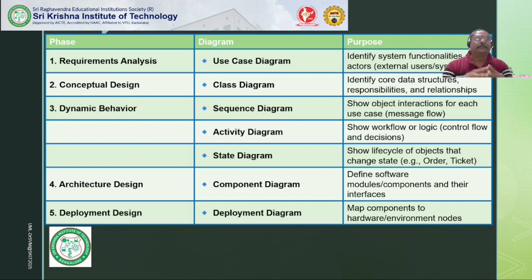Once this whole thing is done, then we go for the architectural design. That's the component diagram. We write it where we define the software modules, components, and their interfaces. So that makes one level higher abstraction. We get it, and then finally we deploy our system. So we write the deployment diagram, which maps the components to the hardware and the environment nodes and all that. What all we have designed, which part of the hardware should implement which part of the use case, all that has to be finally shown in the deployment diagram.